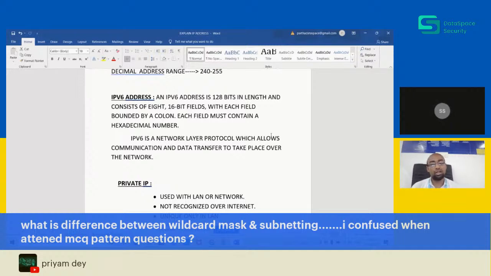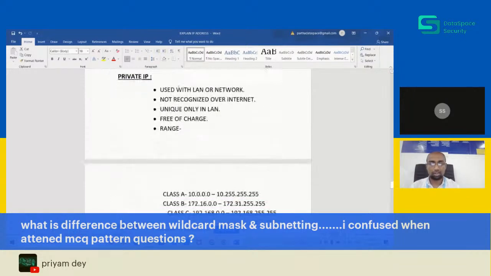So, wildcard mask in OSPF. OSPF is in advanced networking, when we learn about dynamic routing protocols. We can use a wildcard mask in the dynamic routing protocol OSPF. A wildcard mask is a calculation. Let's move to the notepad.